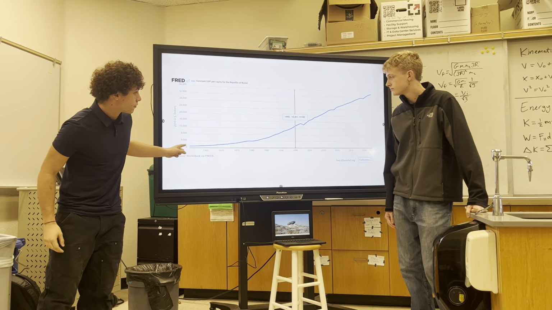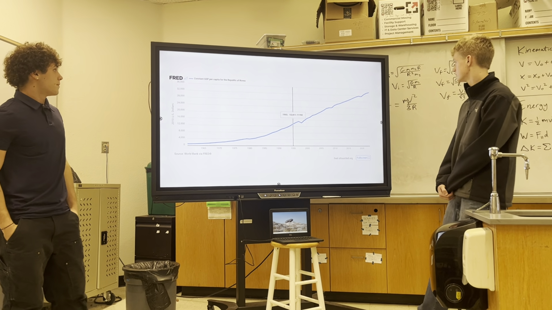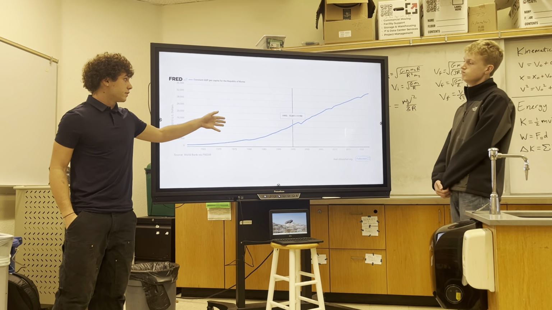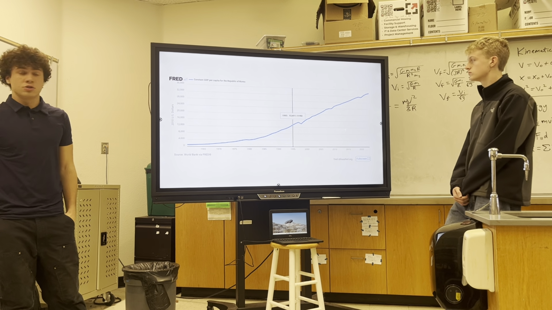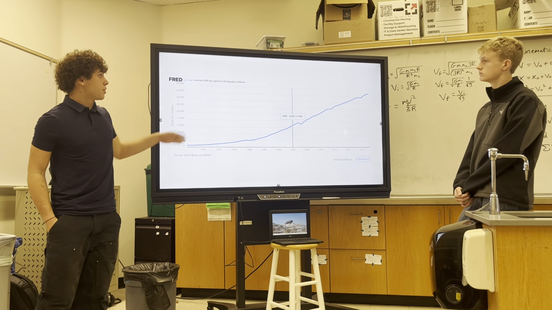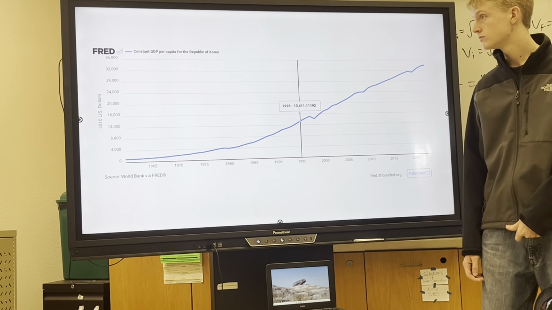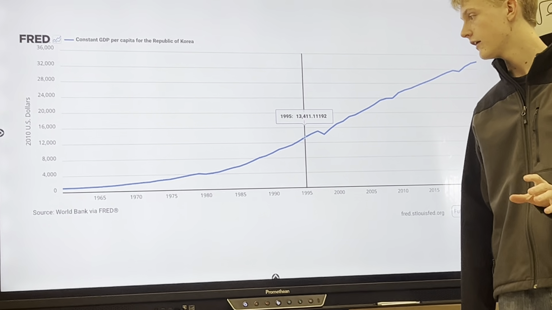So this is a graph from 1960 all the way to modern day. And you can see that around the 1990s, 2000s, they broke out. They successfully broke out, and they didn't flatline, they're continuing to rise. And this is GDP per capita, which is a little different from income per capita, but the same idea.